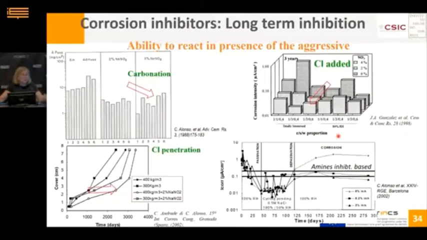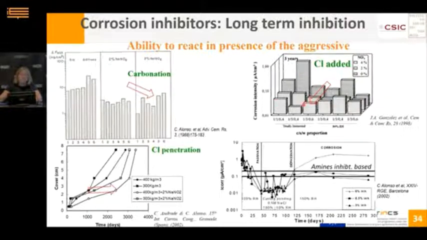Also, the long term of this passive state depends on the ability to react in the presence of the aggressive. In the case of carbonation, carbonation appears late, it is a slow process, but in the presence of the inhibitor, the risk of corrosion can be significantly reduced. The same can be expected in the presence of chlorides. This is the case with nitrites. I have to say that the efficiency of the nitrite inhibitor is one of the highest that has been found with inhibitors until now. That is the reason for the challenge to look for alternative inhibitors that are not toxic but have a real high potential of corrosion inhibition.